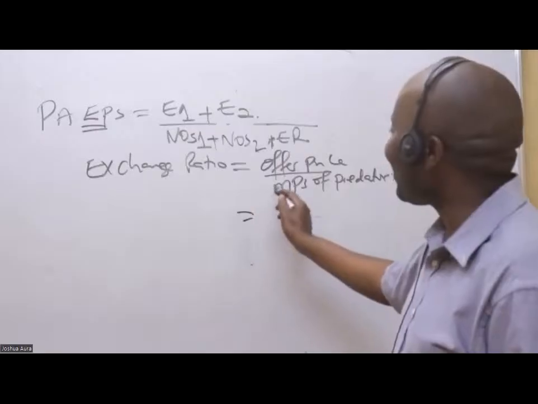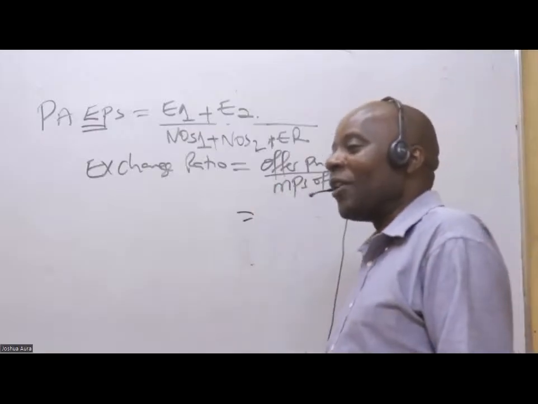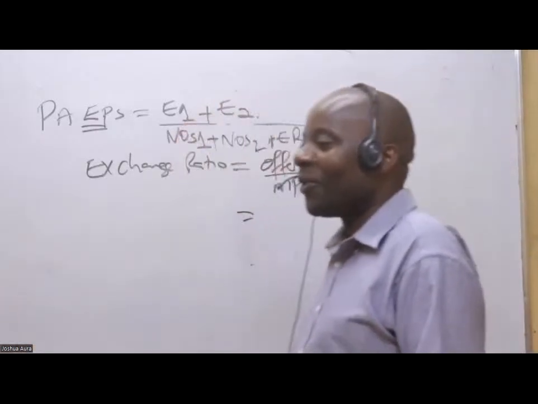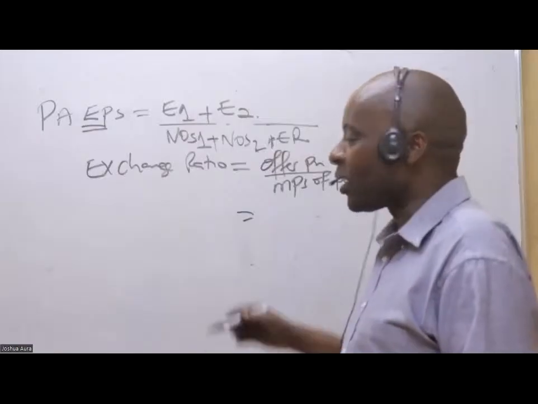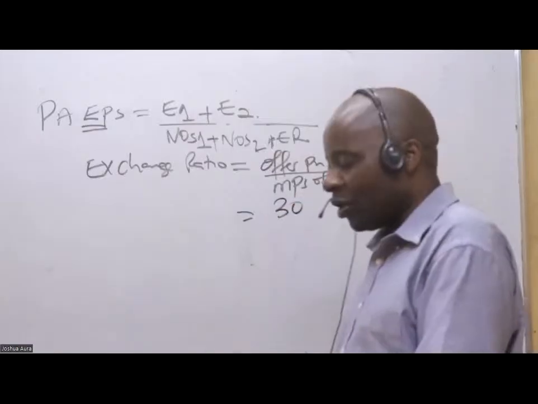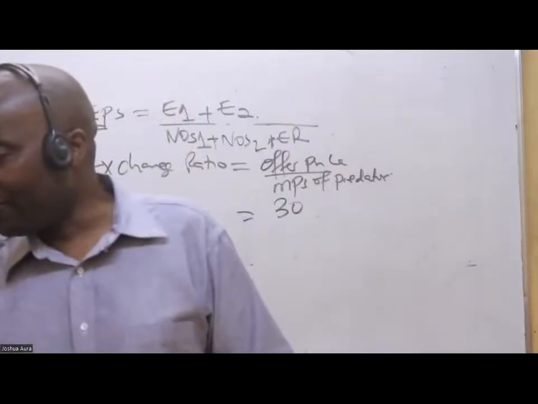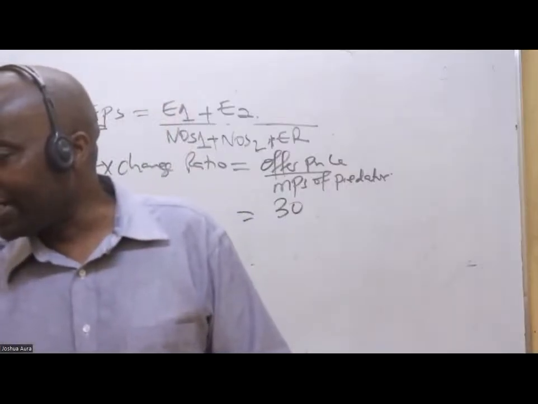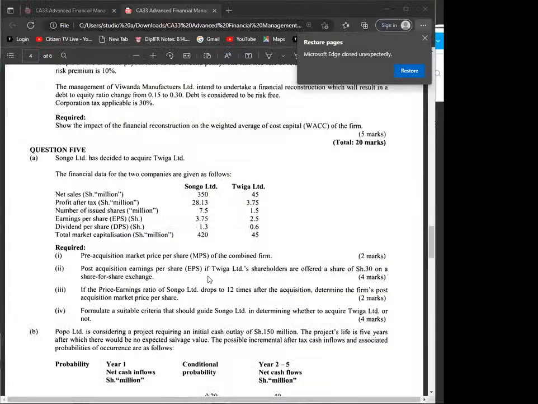So the offer price is how much? In this question, what is the price which has been offered? In this question, the offer price is 30. They've told us here, post-acquisition EPS, if BHE Limited's shareholders are offered a share of 30 on a share for share exchange.